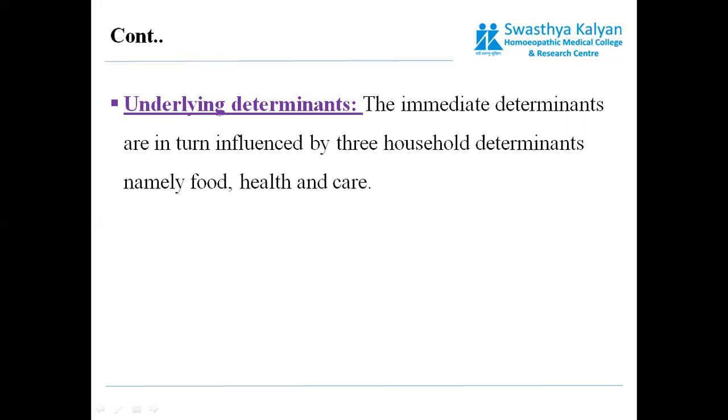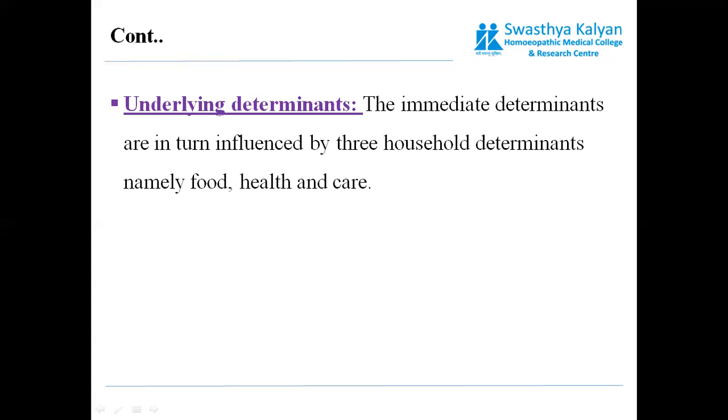In many households, they have abundance of food, but still they have malnourished children due to absence of care. If the parents are not giving attention to the health of the child, then in such families, though there is abundance of food, they still have malnourished children. So care is very important.